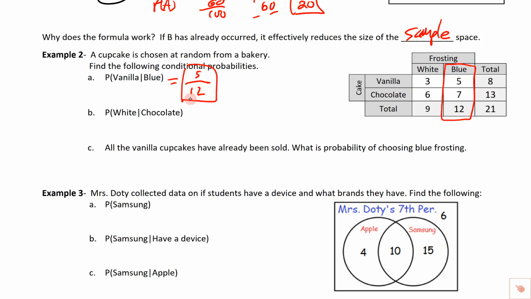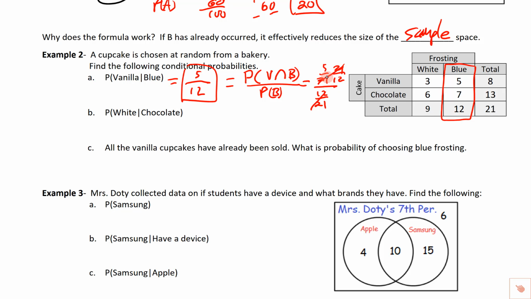That's the answer. Let's double check and make sure that the formula works. The formula would be this: probability of vanilla intersect blue divided by the probability of blue. What's the probability of blue? 12 out of 21, right? What's the probability of vanilla intersect blue? 5 out of 21. Flip that one over, 21 on the top, 12 on the bottom. The 21s would cancel. We end up with 5/12. Everybody good with that? Okay.